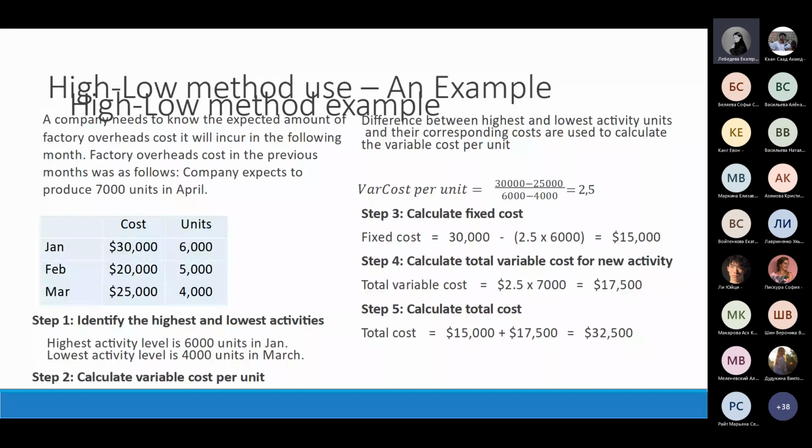Then we calculate what we can expect in April. We take our potential activity, which is within the relevant range of production, multiply by the variable cost per unit, and add the fixed expense and predict our total cost, which should be equal to 32,500 if we assume to produce 7,000 units in the next month. I think it's clear how it could be used. If not, please ask your questions now.